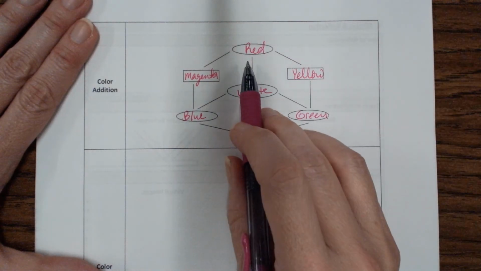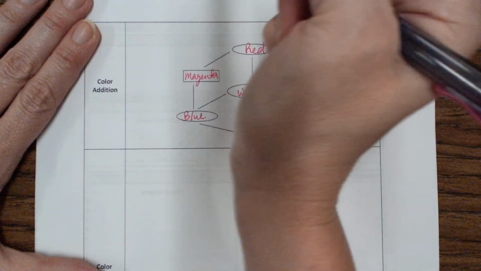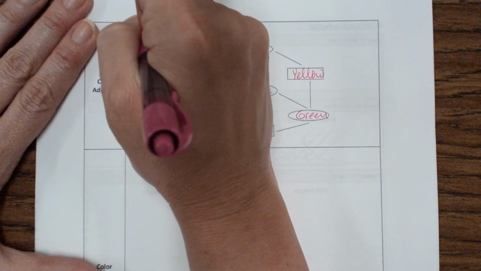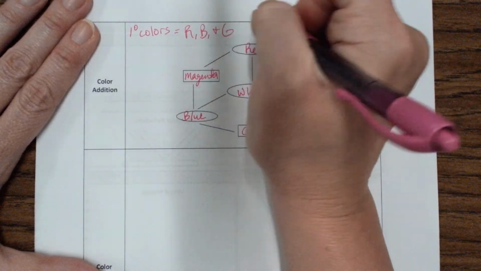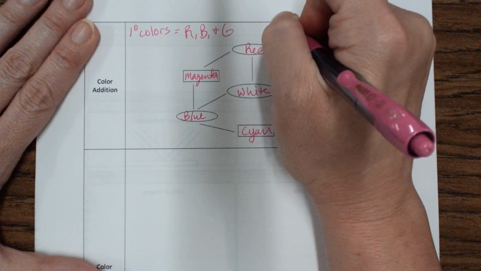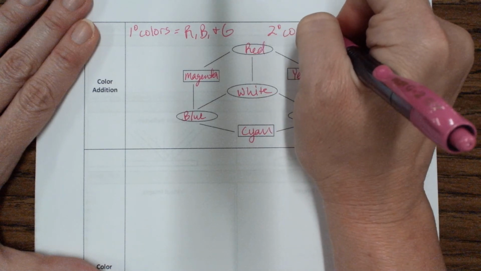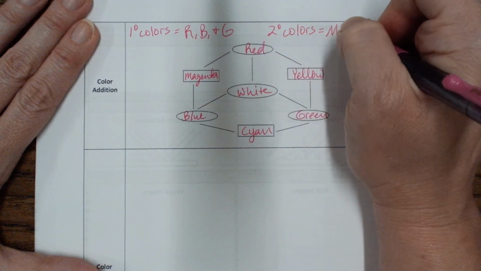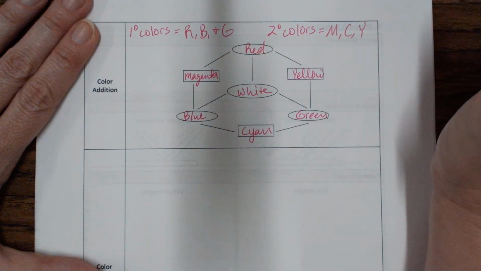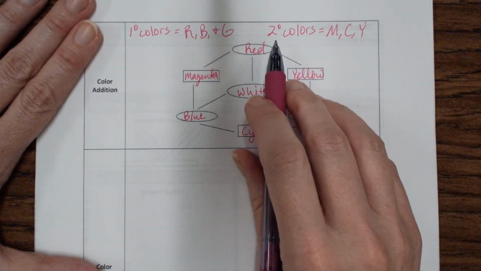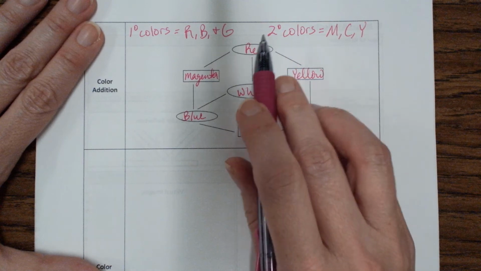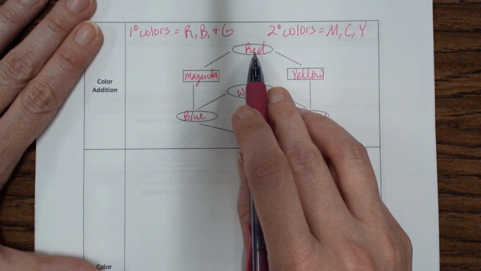So the primary colors of light are red, blue, and green. The secondary colors of light are magenta, cyan, and yellow. Okay, so they are a little different. Your secondary colors result from adding two primary colors together.